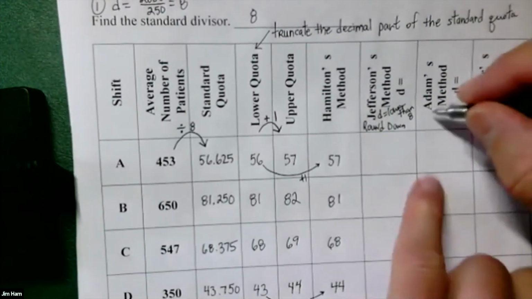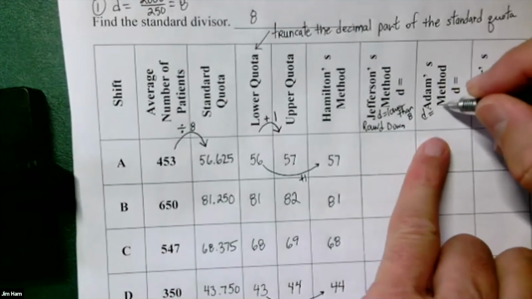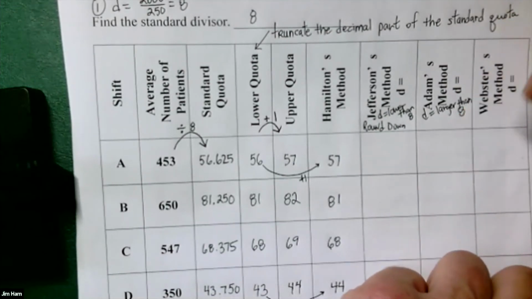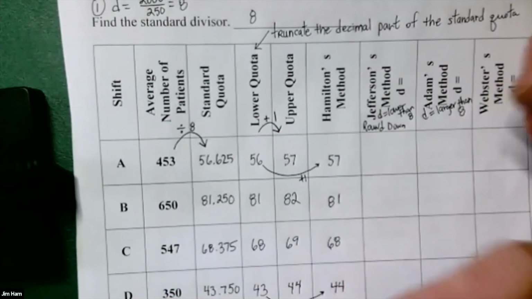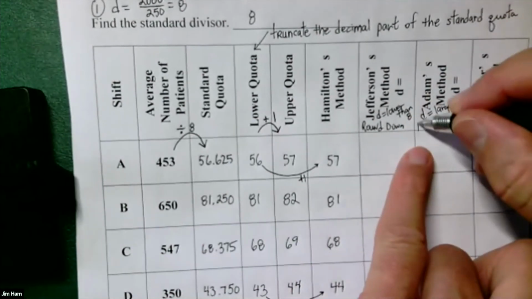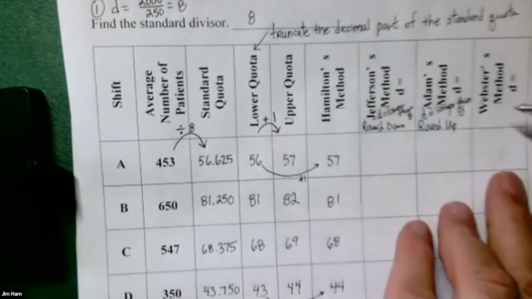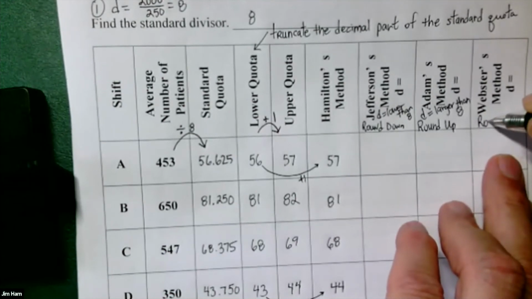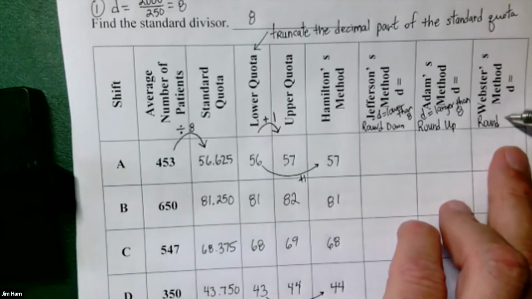In Adams' method, we want to choose a D that's larger than 8. As you work with these, you'll get more experience. But larger than 8 does not mean 14. It means like 8.1 or something like that. And with this method, we're going to round up. In Webster's method, we're going to round mathematically.